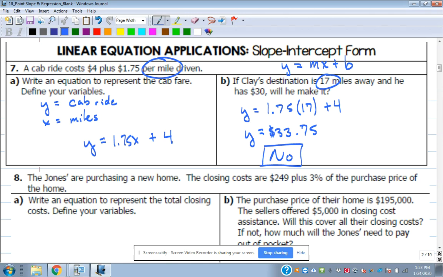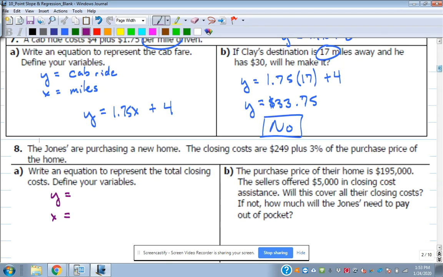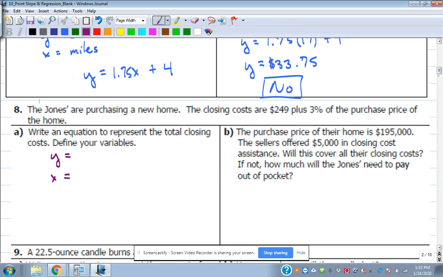Okay, so I'm going to use y and x again because that's what we're used to. Y normally is going to be your total cost. In most situations, if you're looking at slope-intercept form of an equation, the y is going to be your total cost or the total amount there. So x is going to be what in this situation? What's the one thing we don't know? We don't know the purchase price, so that's what x is going to be.